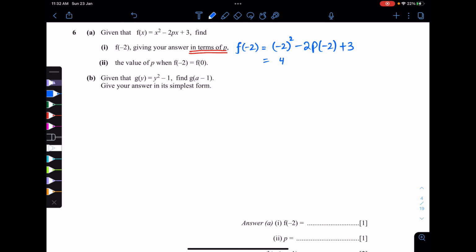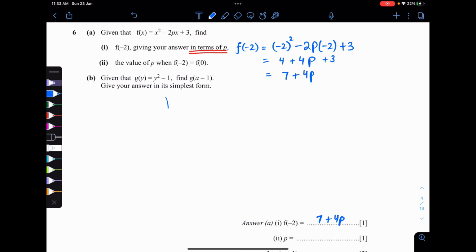Whenever you're putting values in an equation, always remember to put brackets while you're substituting values into an equation. So this is 7 plus 4p. So f of minus 2 is equal to 7 plus 4p. Now, this is your final answer, 7 plus 4p.